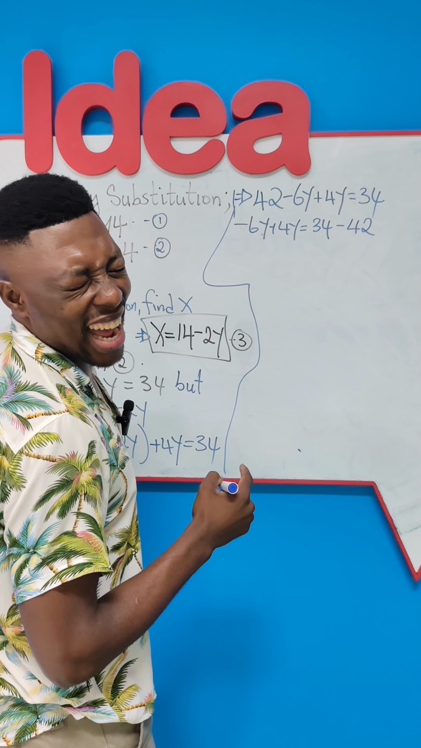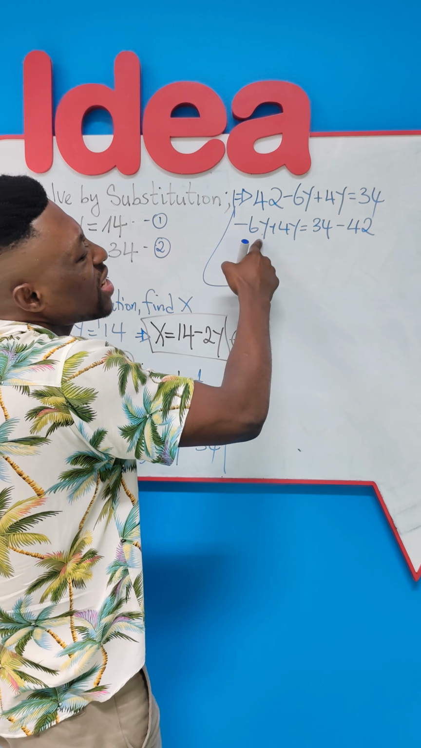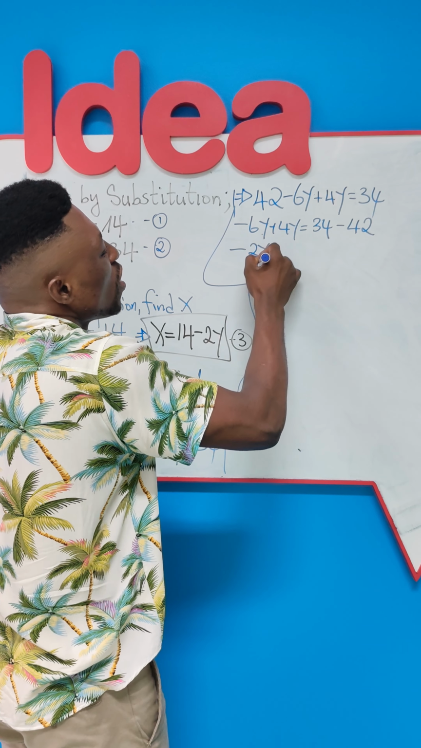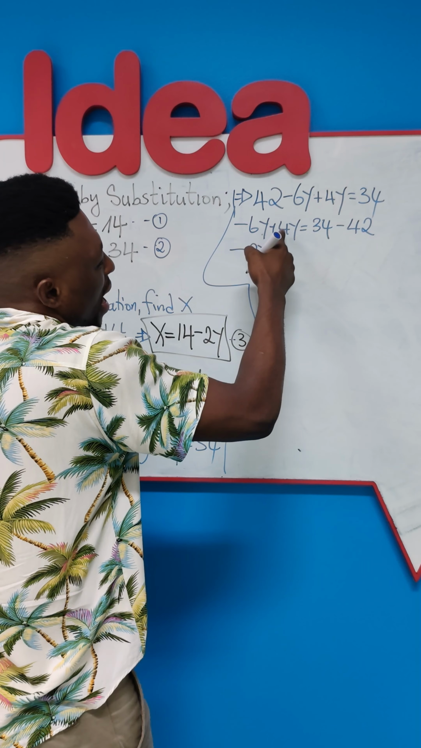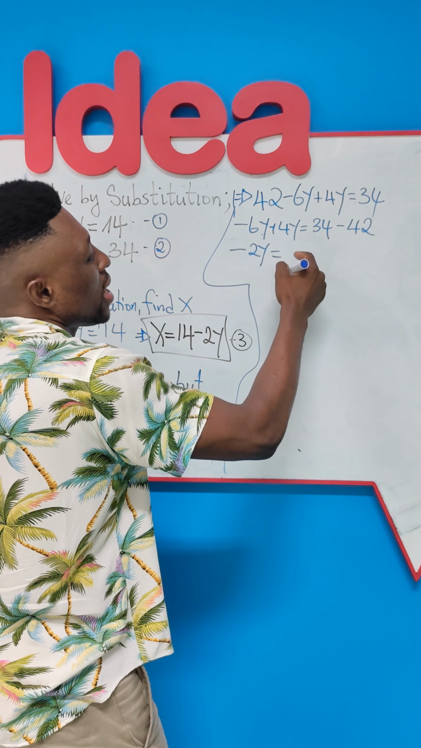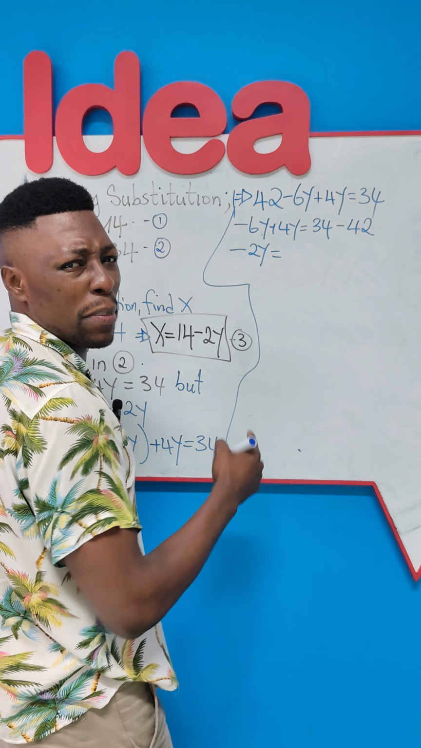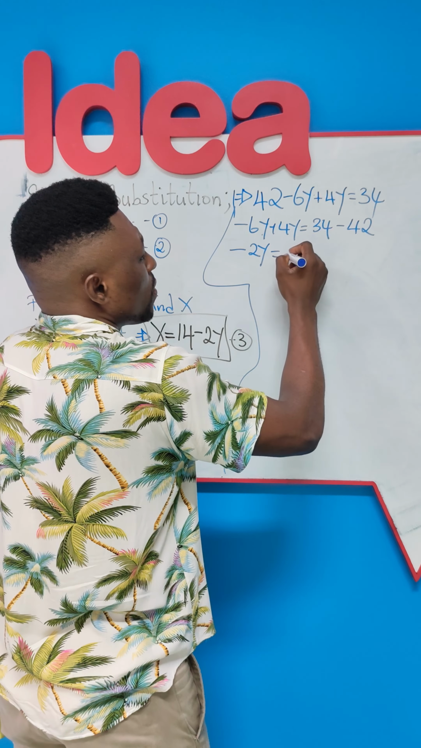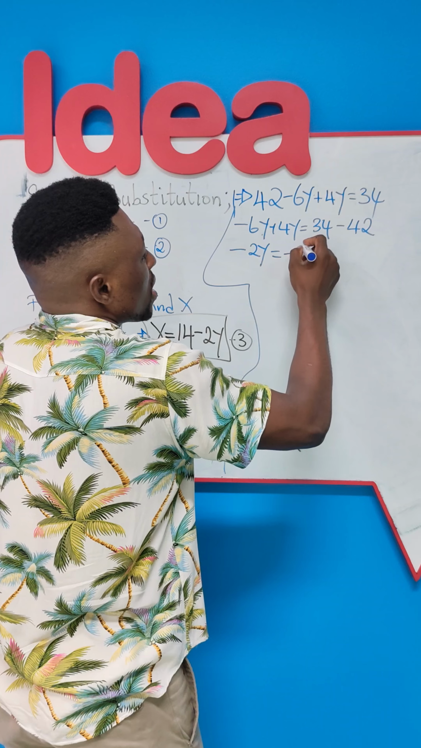Be very careful with signs, okay? This is going to give you negative 2y, because you have a big negative number and then a small positive number. The result is going to be negative, okay? And then here, a small number being subtracted by a big number. Again, it's going to be negative. 34 minus 42 will be negative 8.